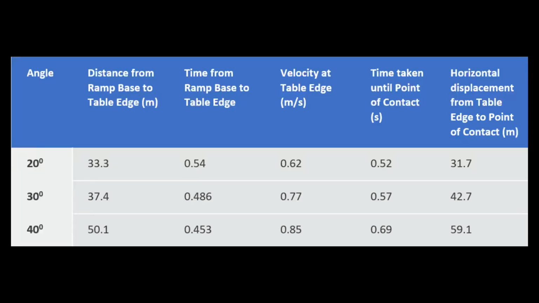Experimental values. At an angle of 20 degrees, this caused an initial velocity of 0.62 meters per second, which caused the ball to travel 31.7 centimeters horizontally. At an angle of 30 degrees, this caused an initial velocity of 0.77 meters per second, and this caused a horizontal distance traveled of 42.7 centimeters. At an angle of 40 degrees, this caused an initial velocity of 0.85 meters per second, and this caused a horizontal distance of 59.1 centimeters.